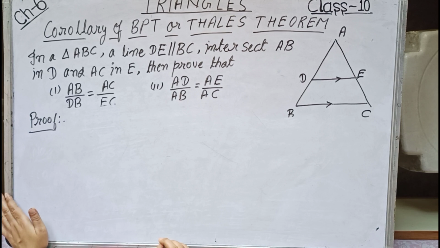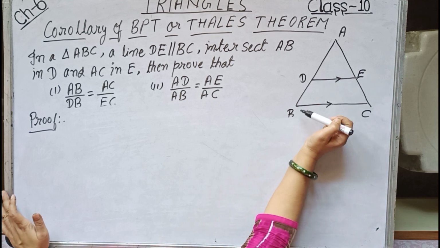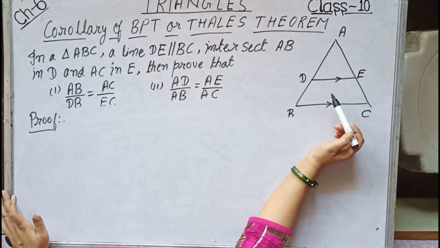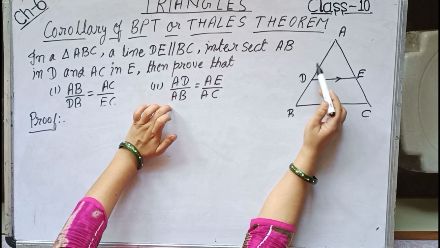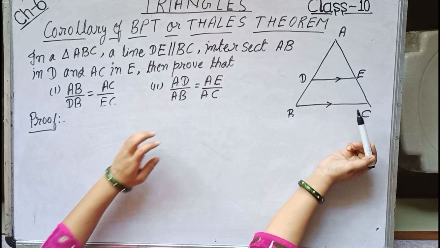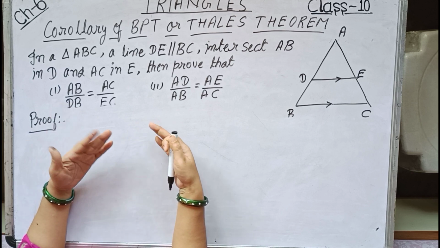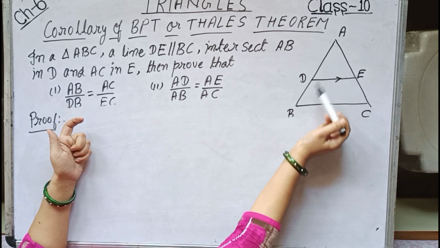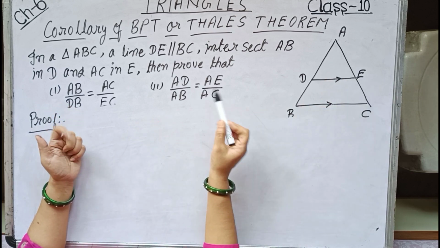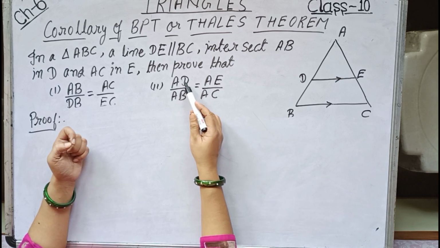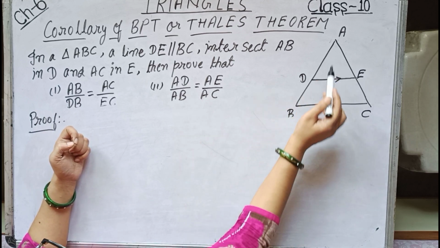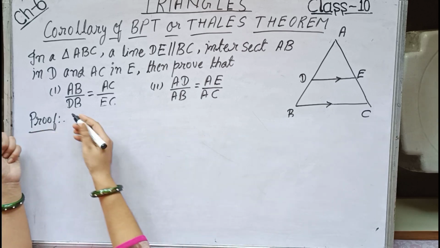Now let us move to the corollary of the BPT theorem, which says that if in a triangle ABC, DE is parallel to BC, then AD by AB equals AE by AC. Also, AD by AB equals AE by AC. So, in proper language we can say bigger by smaller equals bigger by smaller, and smaller by bigger equals smaller by bigger. Let us prove it.